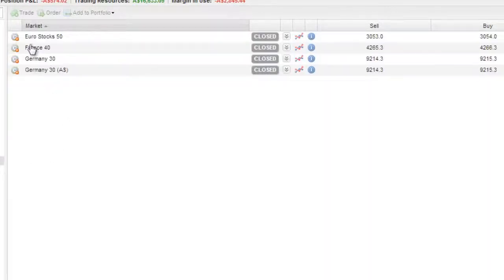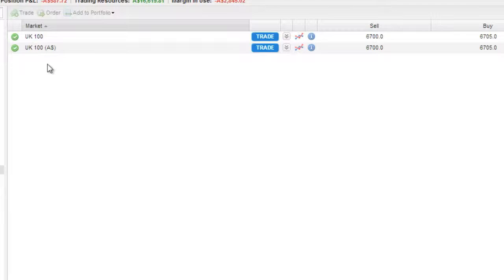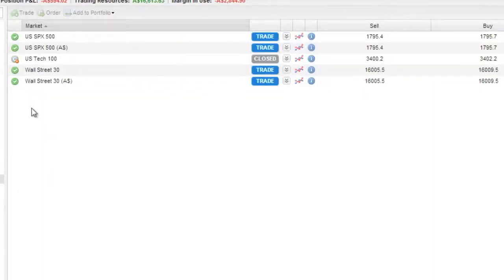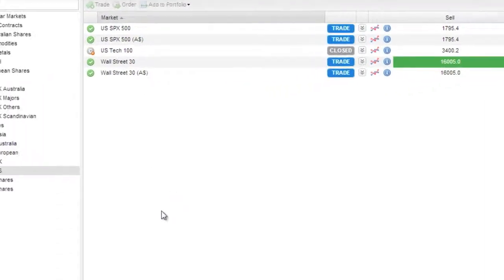European markets, we have the Euro stocks, the French 40, Germany 30, which is the DAX cash equivalent, and we can trade the DAX Germany 30 cash equivalent in Australian dollars as well. UK indices are going to have the UK 100, it's also tradable in Australian dollars. And on the US markets, we've got the S&P 500 cash version, Australian dollar as well, and same with the Dow, with the Wall Street 30 being the cash equivalent, and that's also tradable in Australian dollars.